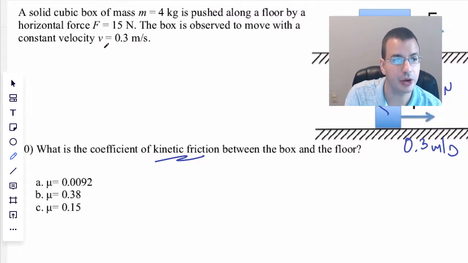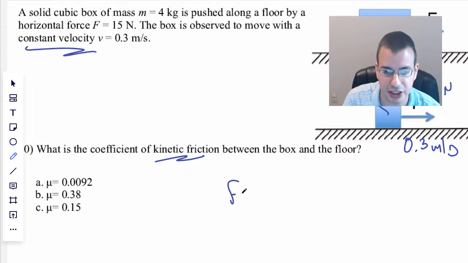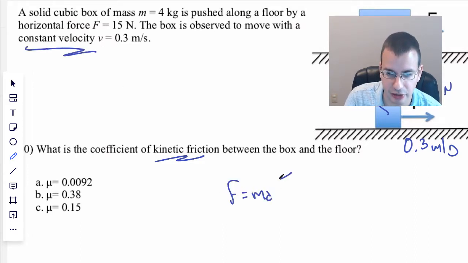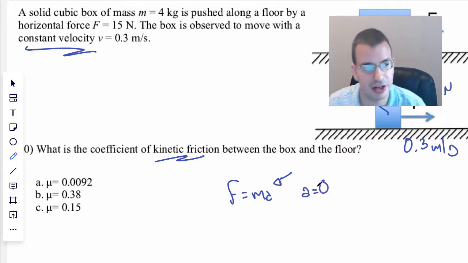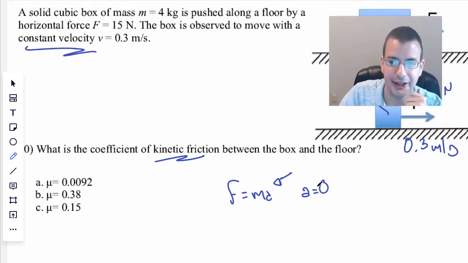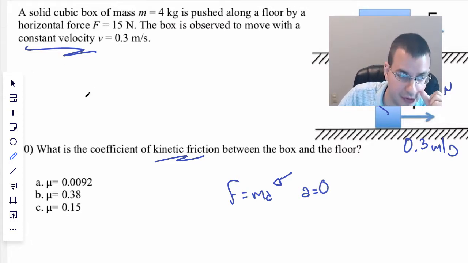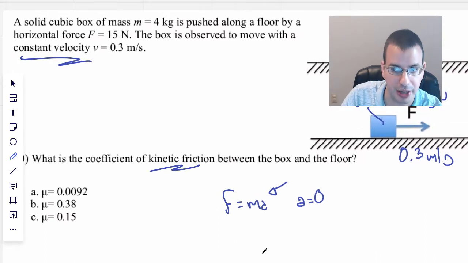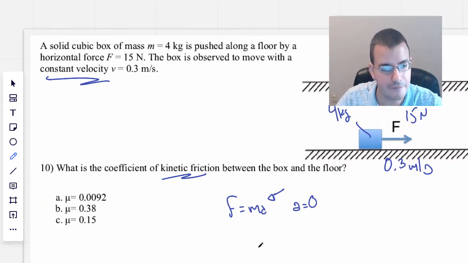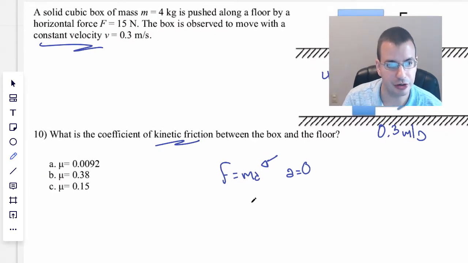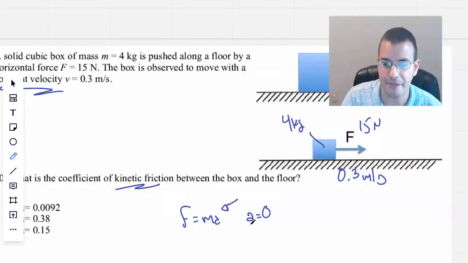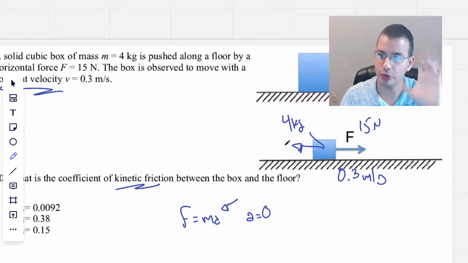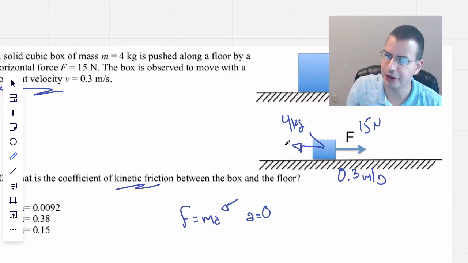So we have constant velocity. So constant velocity means that acceleration, force equals ma, a equals 0, because the derivative of velocity with respect to time is acceleration. Therefore, if velocity is constant, then the acceleration will be 0. So we know the net force will equal 0. So the force we're pushing it is equal to the force of friction pulling us backwards.